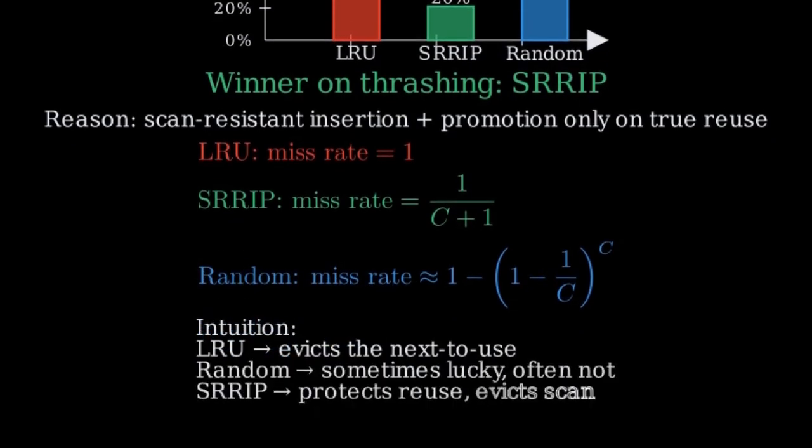Intuitively, least recently used chases its own tail on this cycle, always evicting exactly the item you will need next. Random sometimes gets lucky, but also discards items you will need soon. SRRIP plays defense. It treats new arrivals as long re-reference, keeps recently reused lines safe, and so it avoids the cascade of self-evictions. That is why it wins on thrashing.